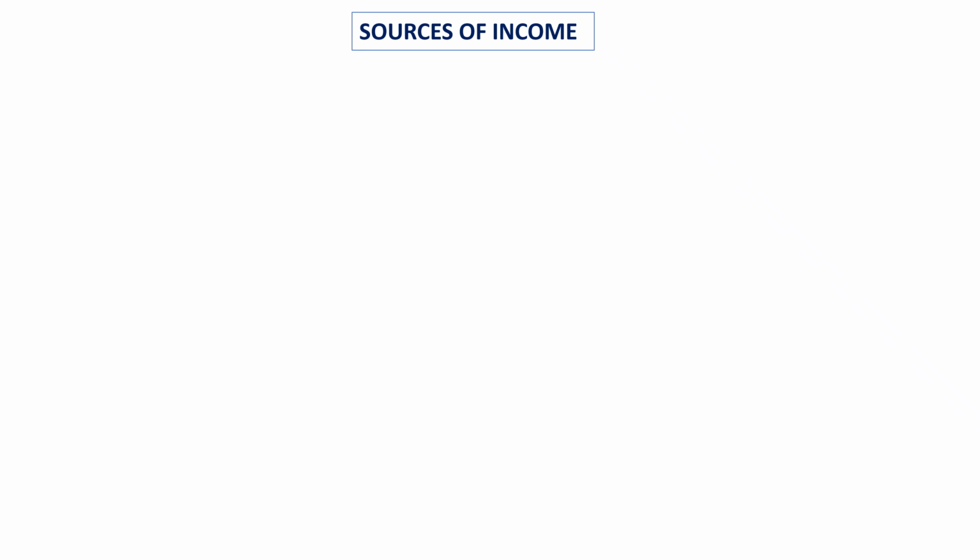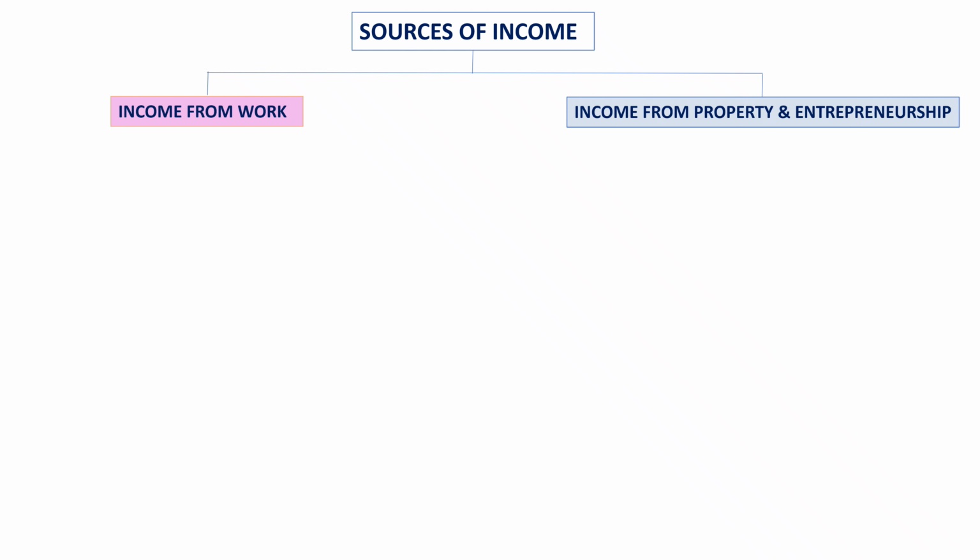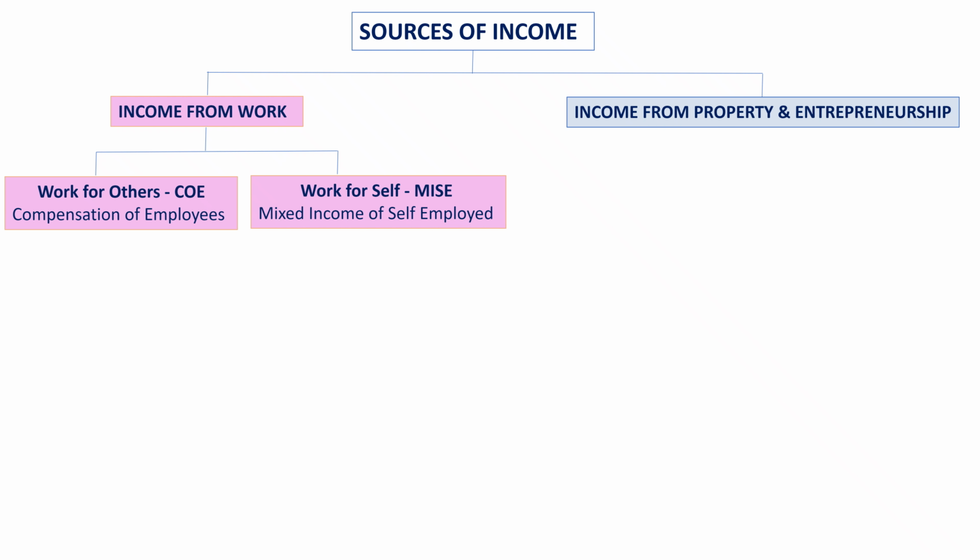For the purpose of national income accounting, there are broadly two sources of income. First, income from work, and second, income from property and entrepreneurship. Income from work can be categorized into two. First, when we work for others, we call it compensation of employees, COE. And when we work for self, that is when we are self-employed, the income generated is called mixed income of self-employed. Income from property and entrepreneurship is also called operating surplus.